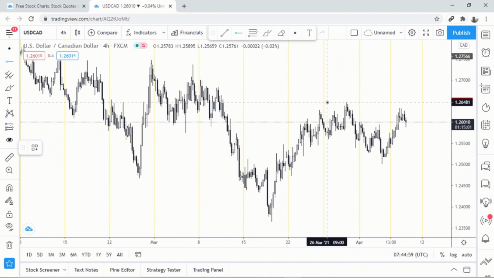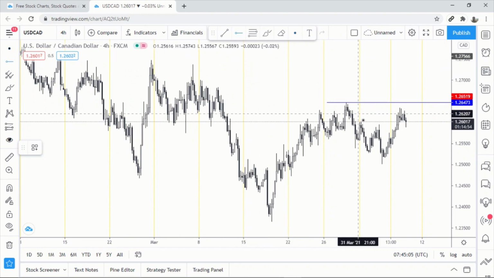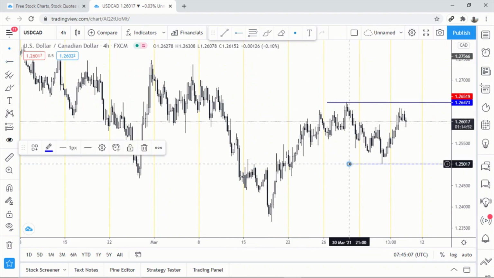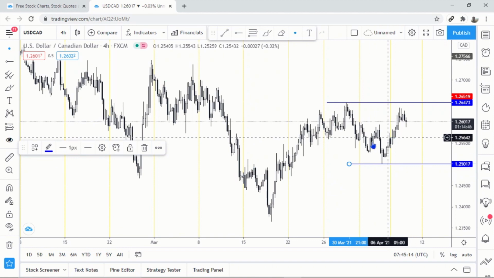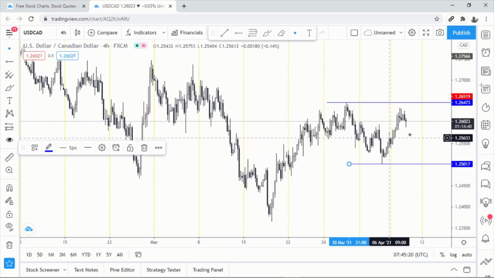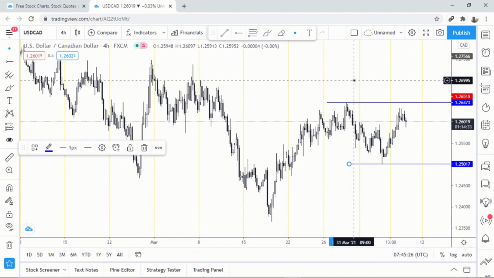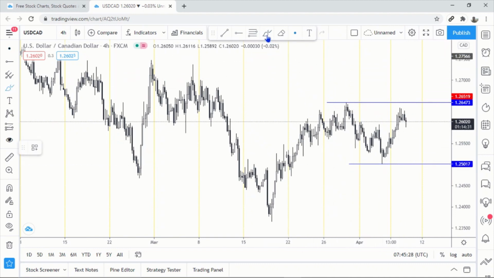So we have the near-term resistance which comes in at 1.26473, and then we have a near-term support which comes in at 1.25017. What do we do next? We can see that USD/CAD is just locked in the middle of the support and the resistance, so we do nothing here, but then we wait for price to either hit the resistance or for price to hit the support to figure out the next line of action.